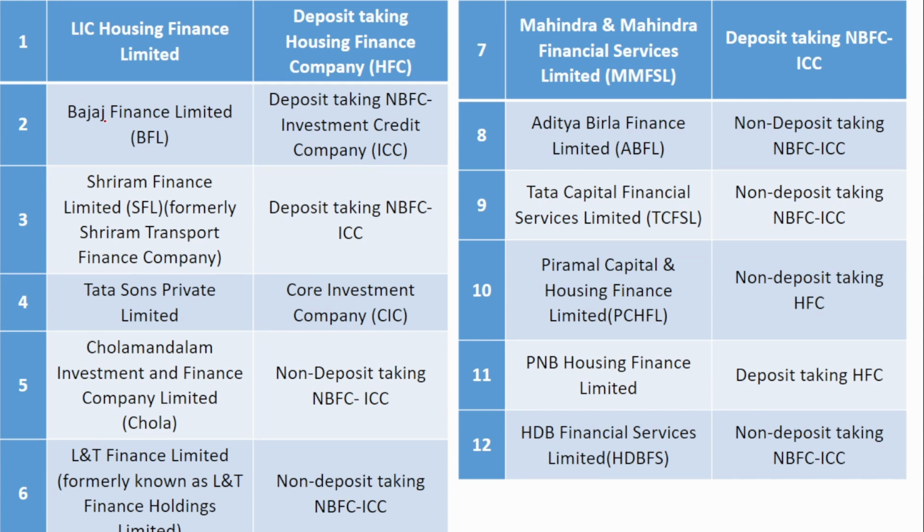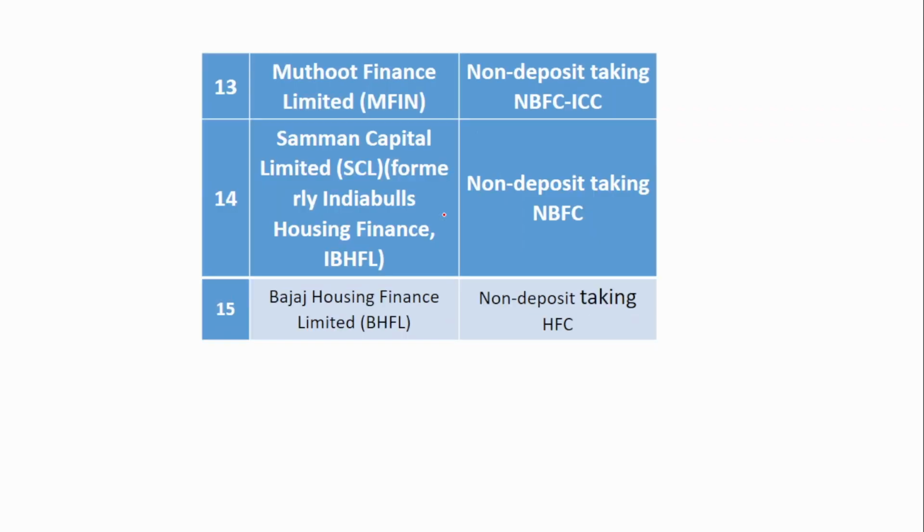So, these are the 15 upper layer NBFCs: LIC Housing Finance, Bajaj, Shriram, Tata Sons, Cholamandalam, L&T Finance. So, these are the 15. Remember all the 15 because they might ask you which of the following is not in the NBFC upper layer. So, you have to remember all the 15. Muthoot Finance, Piramal Capital, Bajaj Housing Finance.